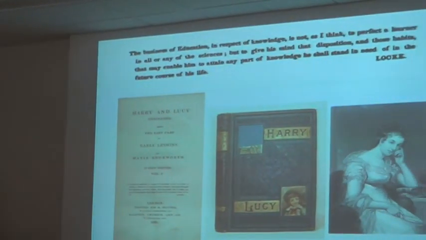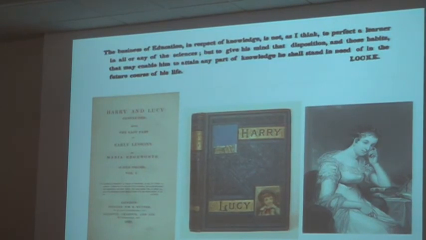There's this quote by Locke that I'll end on here. This is on the cover piece, this quote, which sums up her view. The business of education and respective knowledge is not, as I think, to perfect a learner in all or any of the sciences, but to give his mind the disposition and those habits that may enable him to attain any part of knowledge he shall stand in need of in the future course of his life. We want to train active learners, people who know how to pose questions, know how to think.